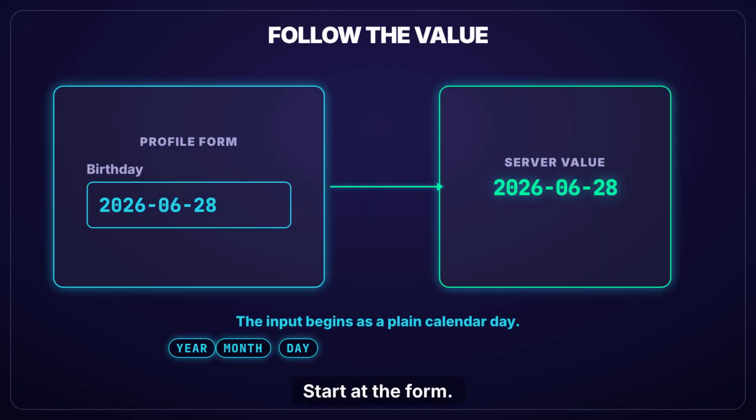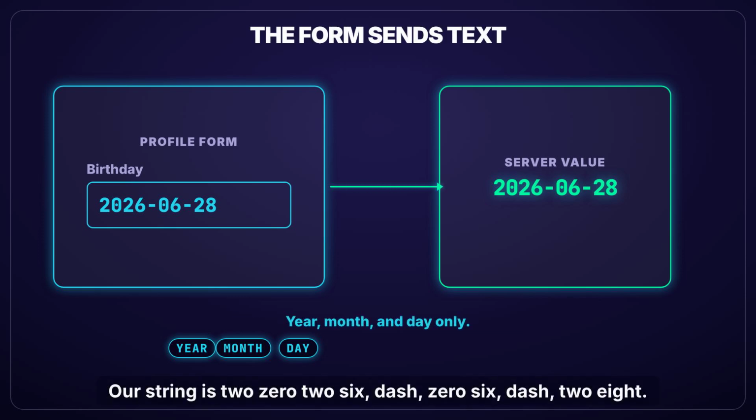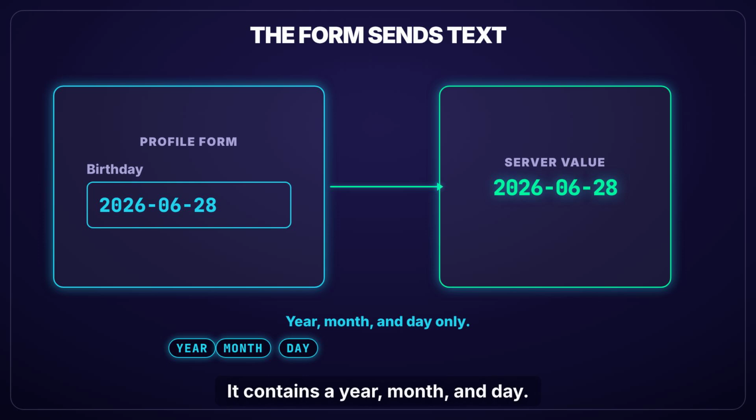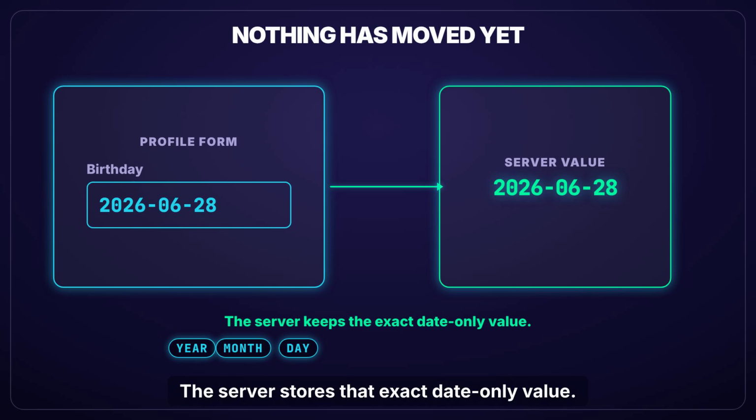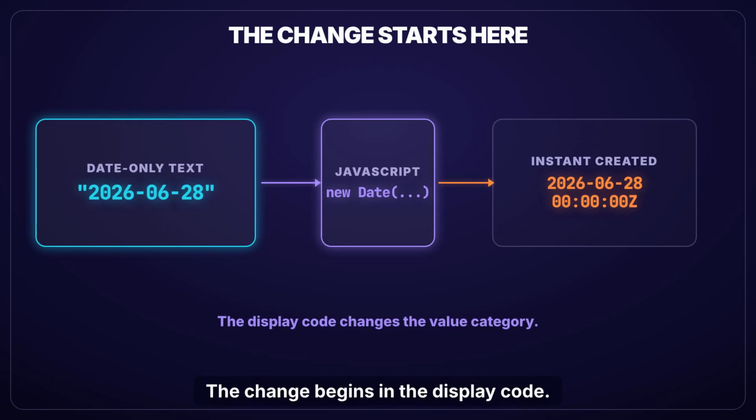Start with the form. An HTML date input gives JavaScript a string. Our string is 2026-06-28. It contains a year, month, and day. It contains no clock time. It contains no time zone offset. The server stores that exact date-only value. Nothing has moved yet. The change begins in the display code.